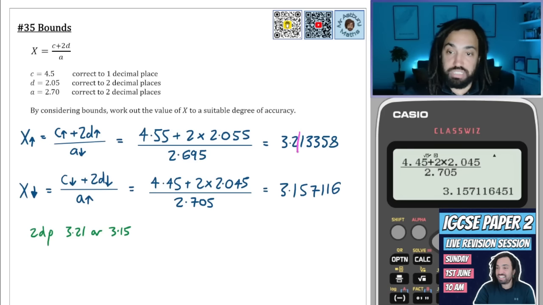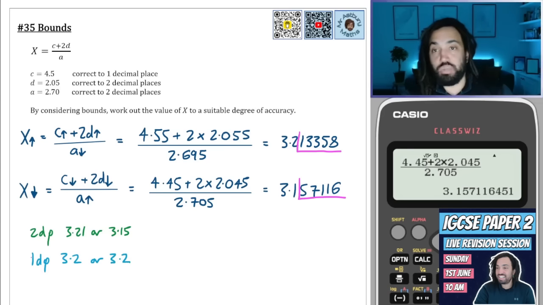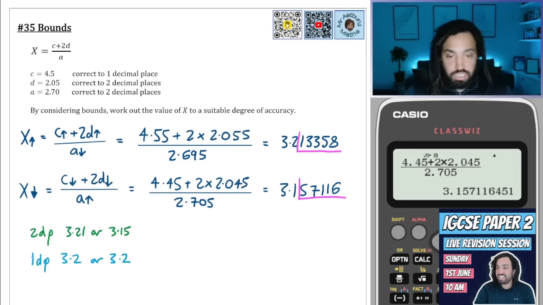Whereas if we were rounding to 1 decimal place now, then yes, perfect. To 1 decimal place, that is all good. Because to 1 decimal place, we have 3.2 for the upper bound and 3.2 for the lower bound, which means no matter what, whether you're the upper or the lower or anywhere in between, it's always going to round to 3.2 to 1 decimal place. So the answer is 3.2 to 1 decimal place.